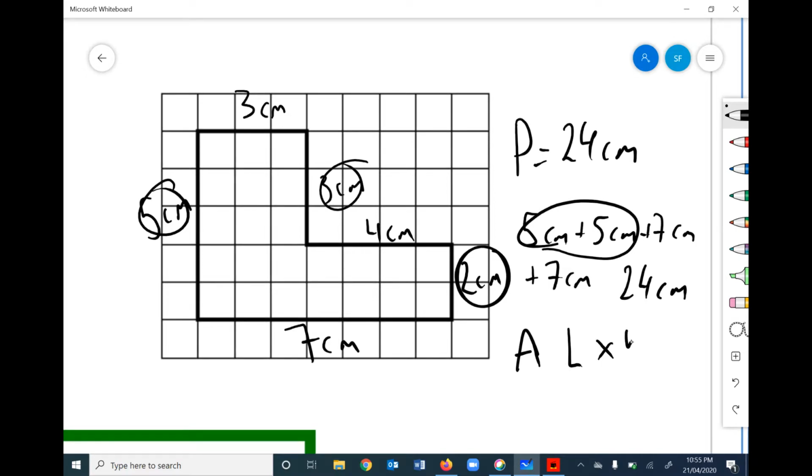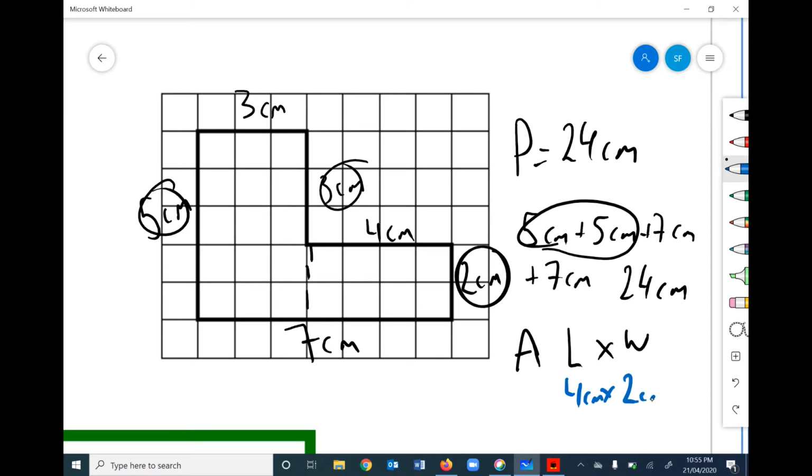But obviously our length multiplied by width with an irregular shape is a little bit harder. So what I'm actually going to do is break this into 2 shapes. I'm going to use a different color here. I'm going to work out this one first, which is going to be 4 multiplied by 2.